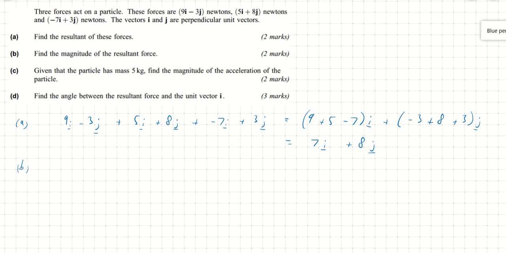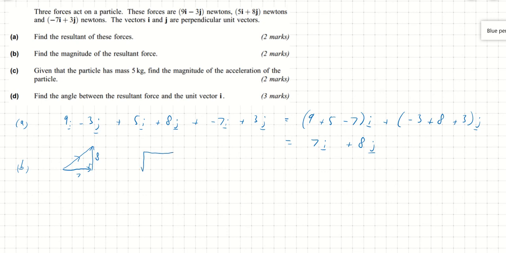Next part, find the magnitude. Well, a 7i plus 8j force, this is a triangle, isn't it? It's 7 in the i direction and 8 in the j direction. And the resultant is the combined force, and the magnitude is the length of that. So we're just going to use Pythagoras to find that length.